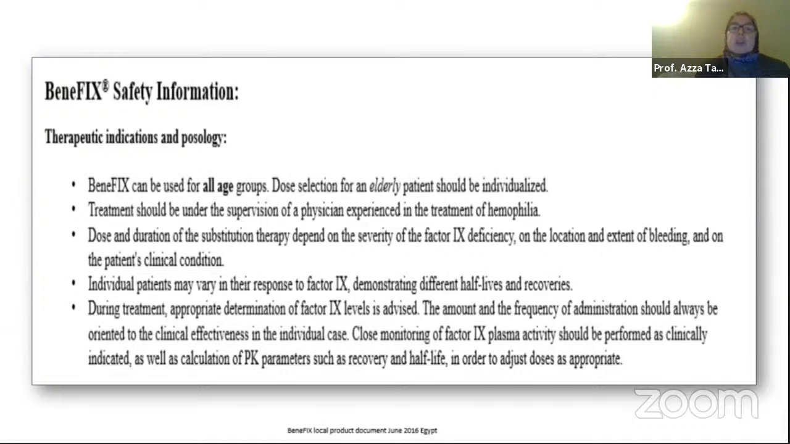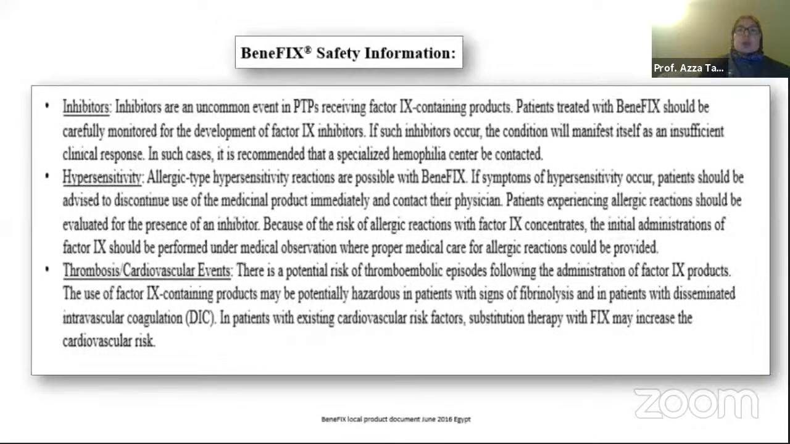Benefits can be given in all the ages by an experienced physician, dose and duration according to the bleeding or the surgery. Patient treatment should be individualized. And during treatment, a proper determination of factor IX levels, as we said, monitoring is important to be done.